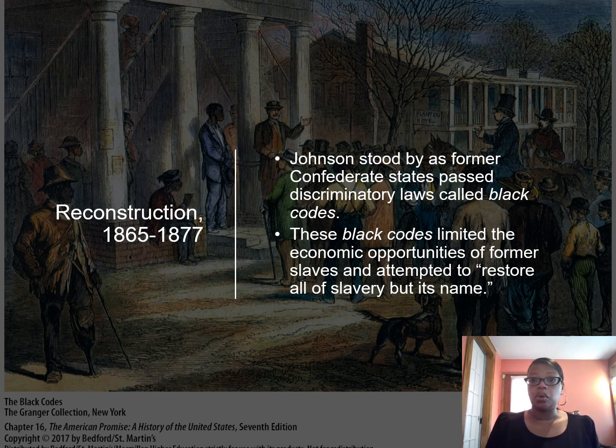Johnson stood by as former Confederate states passed discriminatory laws against black people. These laws, known as black codes, limited the economic opportunities of former slaves and essentially tried to restore slavery, but just not call it that. So Johnson did very little to protect black people. He tried to make it very easy for Confederate states to re-enter the Union. He personally pardoned former Confederates and just showed himself to not be a friend to African Americans.